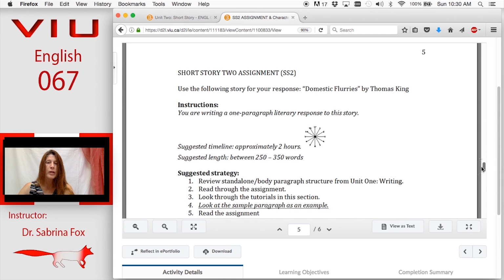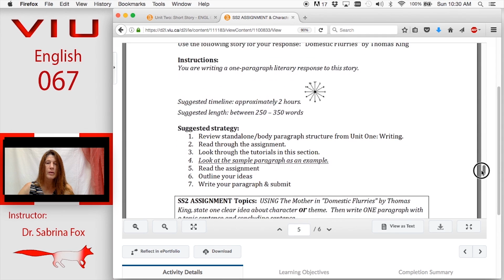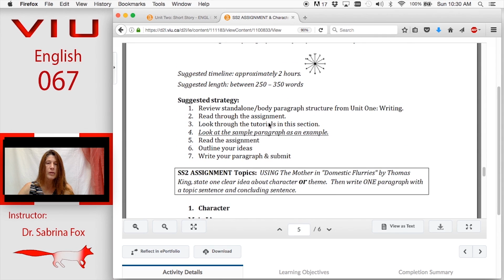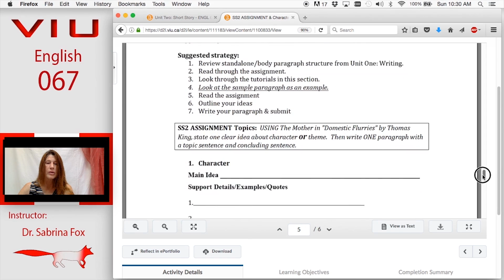So what are you doing? You're going to look at the same story and you're going to write a one-paragraph response. This gives you sort of a step-by-step strategy. And your topic is using the mother in Domestic Flurries by Thomas King. State one clear idea about character, or you could use theme. Then write one paragraph with a topic sentence and a concluding sentence, and then you'll submit that.